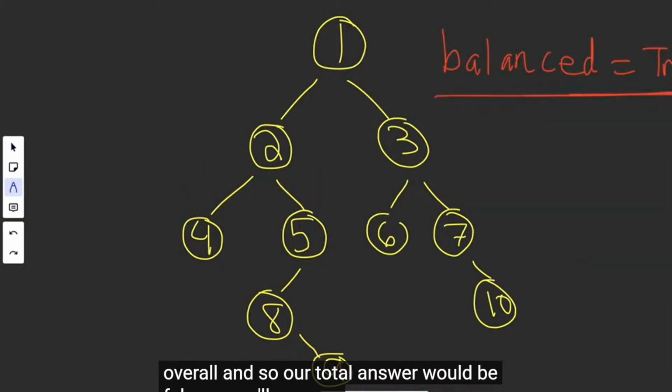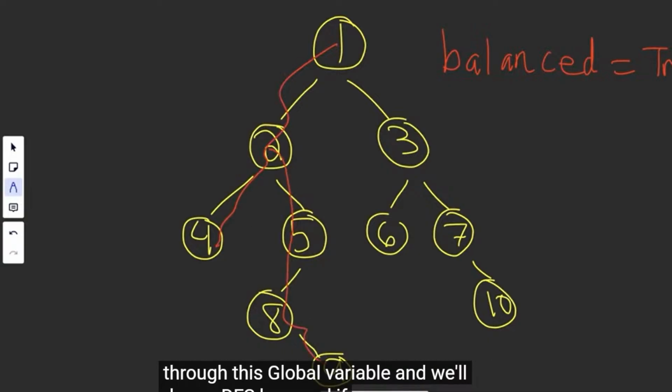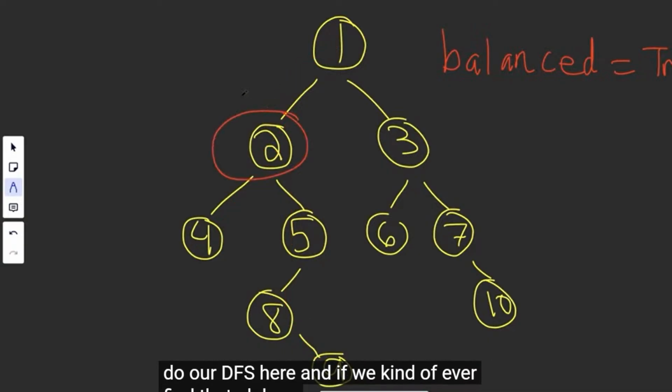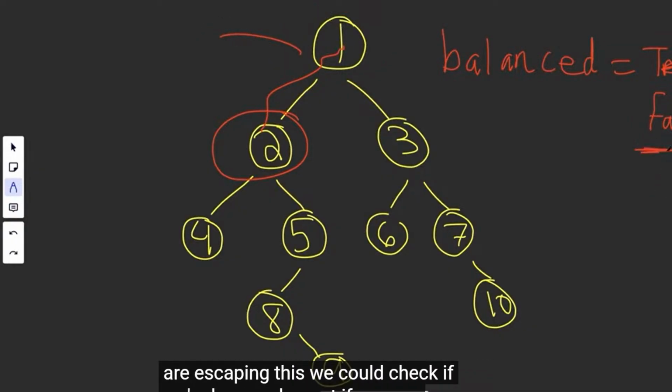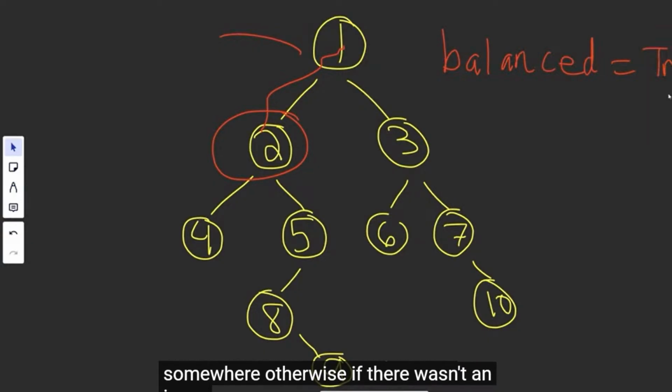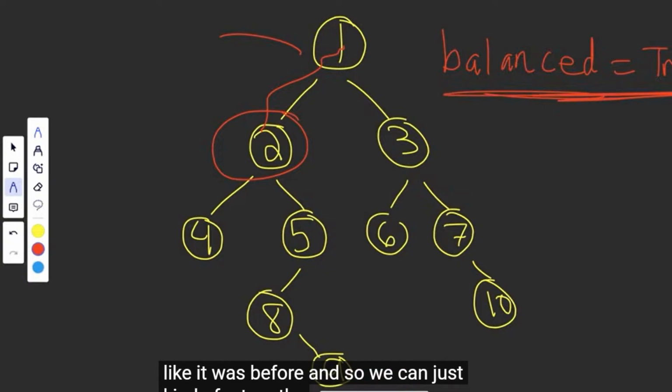So we'll assume that it's balanced through this global variable, and we'll do our DFS here. And if we ever find that there is actually an issue here, we would change this to be false. That way, once we came back from our DFS and we were done with our helper function, after we are escaping this, we could check if we're balanced or not. If we ever turn it to false, our total answer should be false because there was a problem somewhere. Otherwise, if there wasn't an issue, then it should be true like it was before. And so we can just return the value of this global.